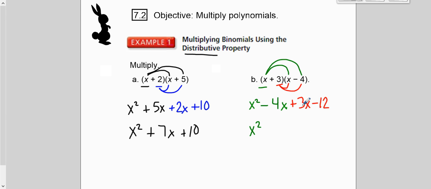Notice the middle 2 terms are like terms again. Negative 4x plus 3x. Same as 3 minus 4. 3 minus 4 is negative 1. They both had an x, so when we combine those, it still has an x. We do not have to write that 1, though. Let it go invisible. X squared minus x minus 12 for our final answer. Notice quite often when we multiply 2 binomials together, we end up with a trinomial.